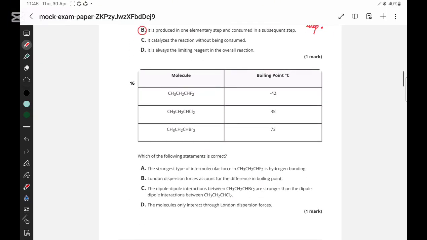For the next question, question number 16, as you can see, the molecules' boiling point is increasing down the group. Boiling point increases, and they have London dispersion forces. London dispersion force depends on the number of electrons. So the greater the number of electrons, the stronger the London dispersion force. So our answer is going to be B.